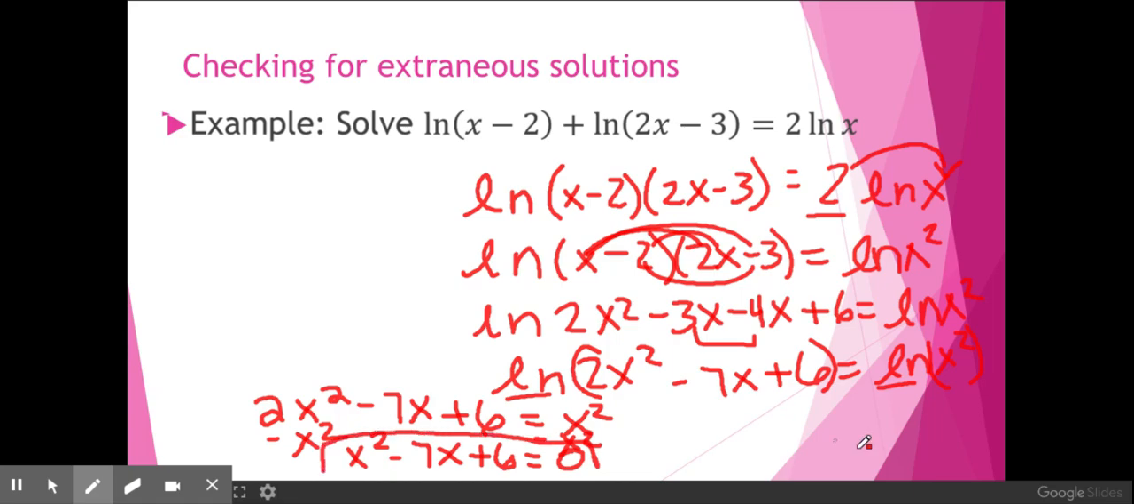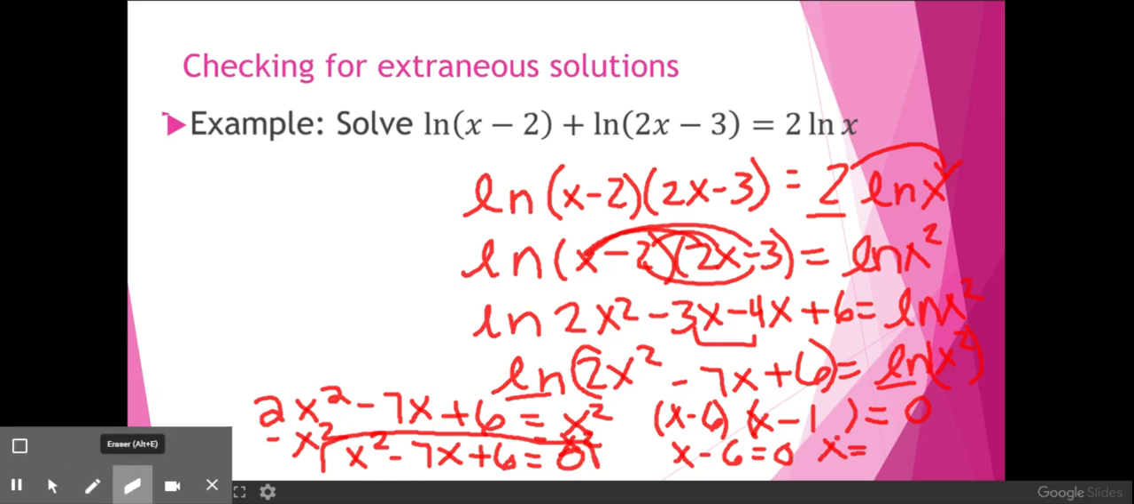So this is not our final answer because we want to solve for x, but here we can now factor. So in order to factor this, we have x and x, what multiplies to 6 and adds to -7, it would be minus 6 and minus 1. So we get x minus 6 equals 0, x minus 1 equals 0, which means x equals 6 and x equals 1.